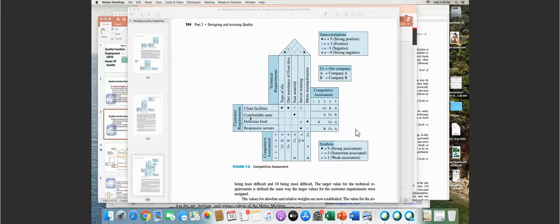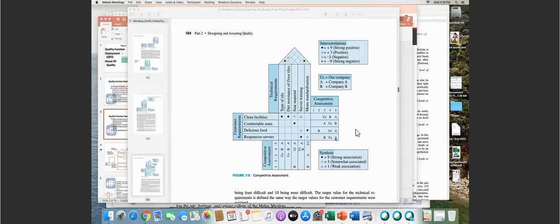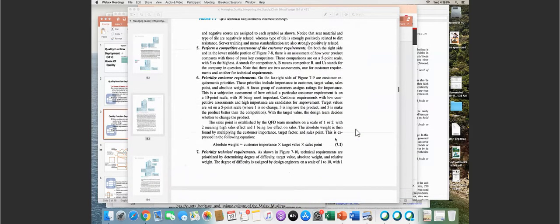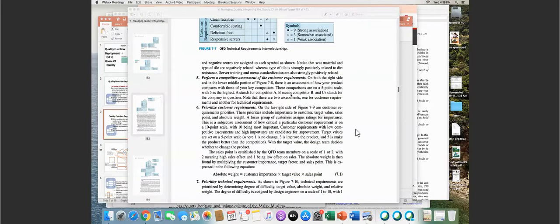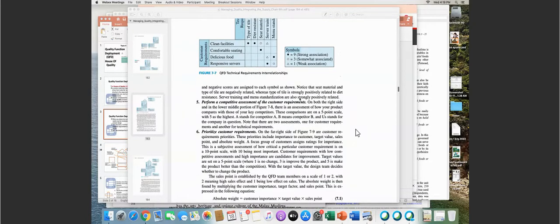If you look at comfortable seats, you are number 4, B is 5 and A is number 3. Delicious food, okay? You are number 4, B is number 2, A is number 5. Responsive servers, that means your servers are very good, well-trained. You are still number 4, right? A is number 5 and B is number 3. So you see, you know where you are. When you look at the voice of the market, you are comparing. See, B means competitor B. A is also a competitor. So you know.